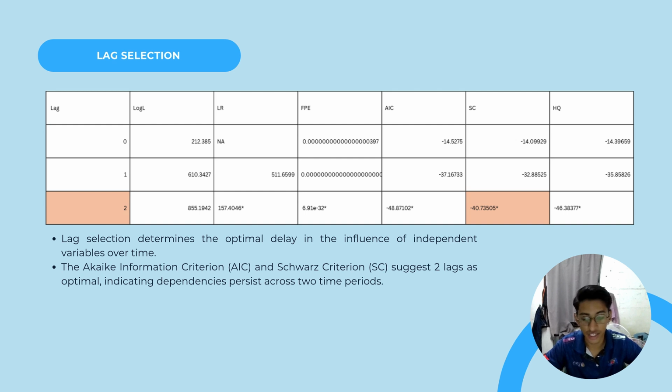So this is lag selection. Lag selection determines the optimal delay in the influence of independent variables over time. The Akaike information criterion and Schwarz criterion suggest two lags as optimal, indicating dependencies persist across two time periods.